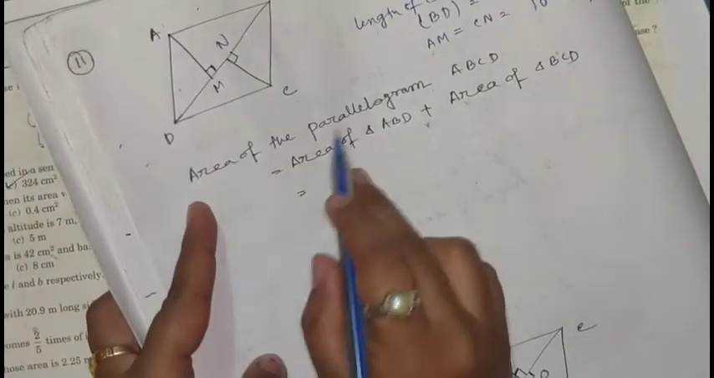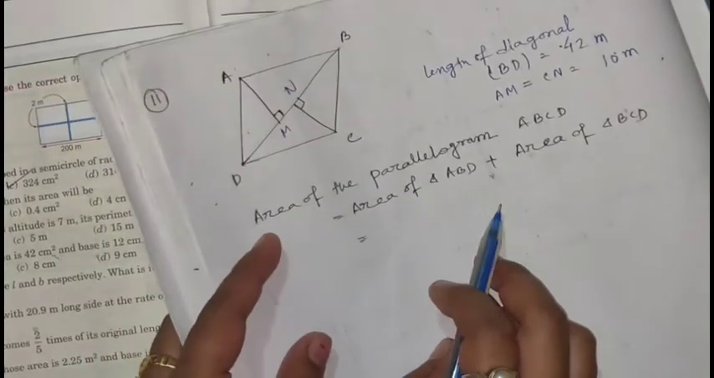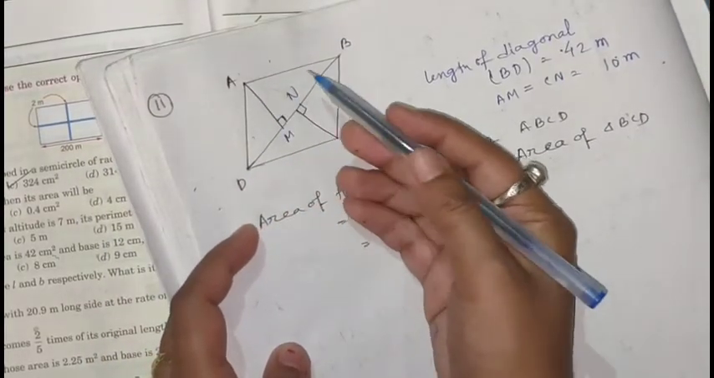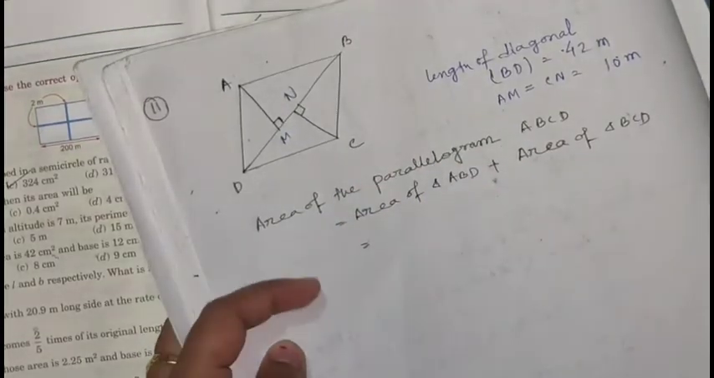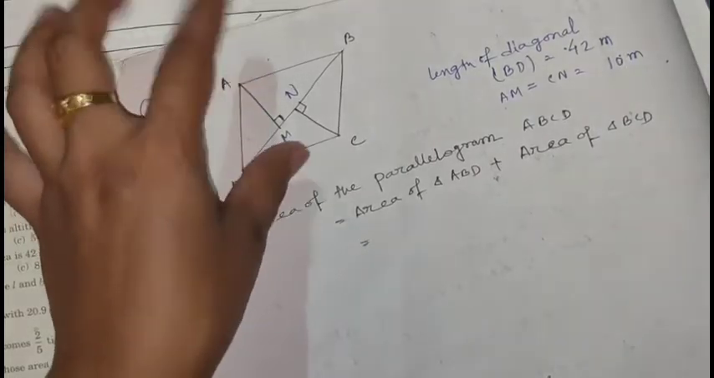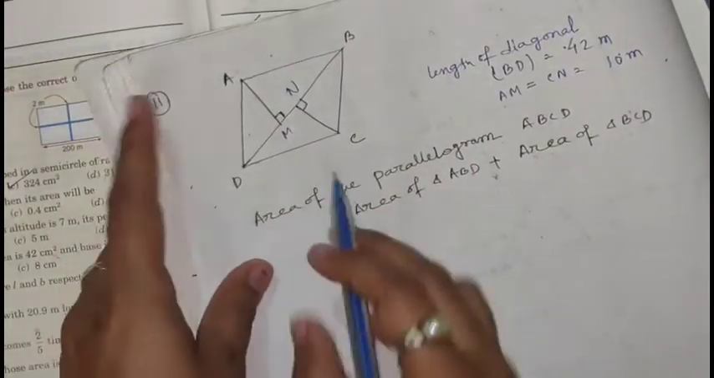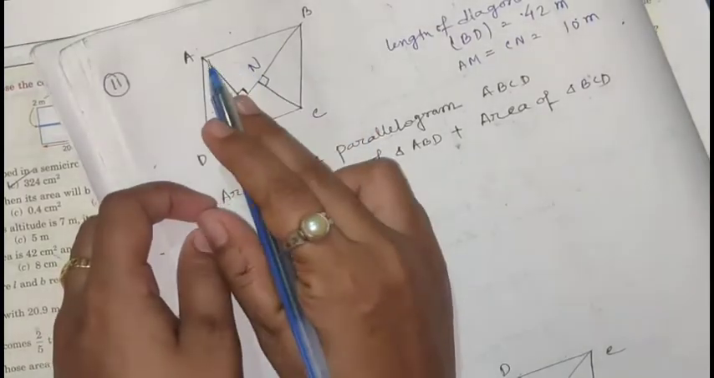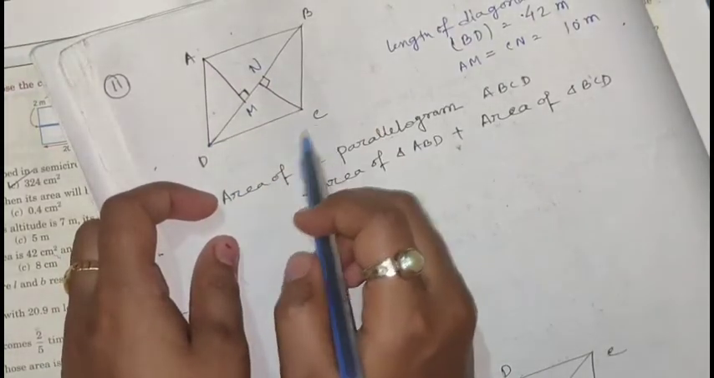Now you need to find the area of the parallelogram. You can see here in this parallelogram there are two triangles. One is triangle ABD and the other is triangle BCD. So if you add the area of these two triangles, you can get the area of the parallelogram. So the area of the parallelogram ABCD equal to area of the triangle ABD plus area of triangle BCD.